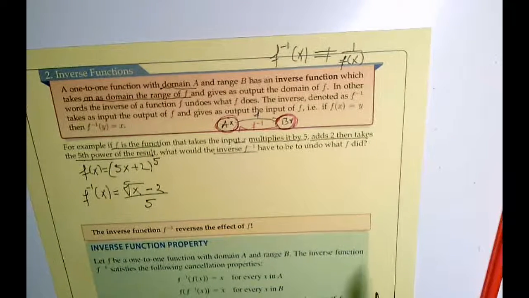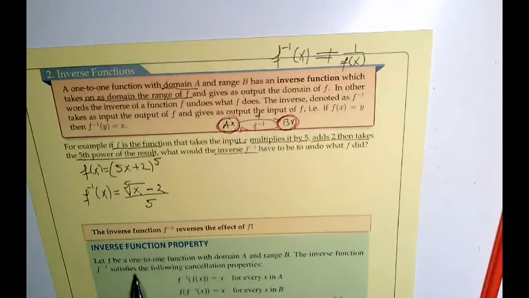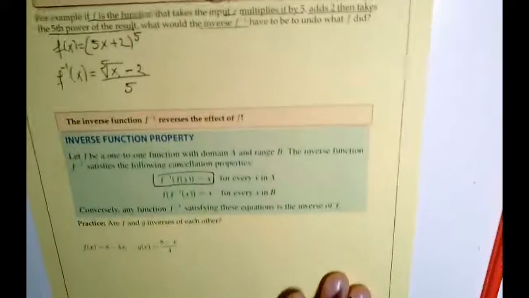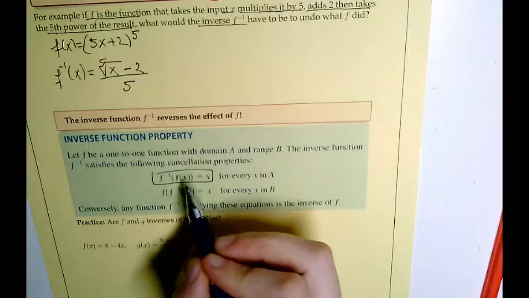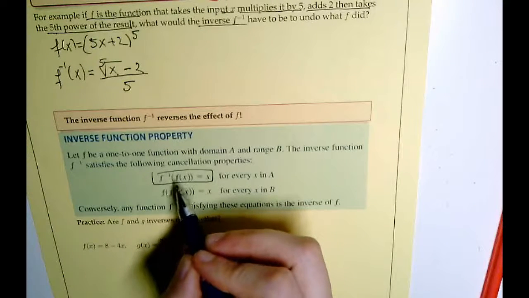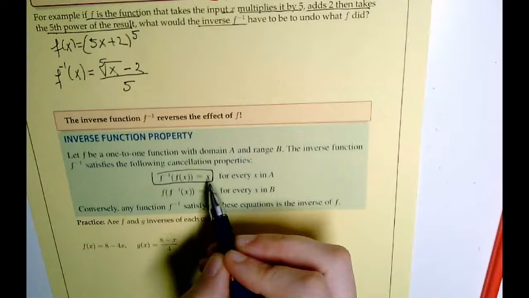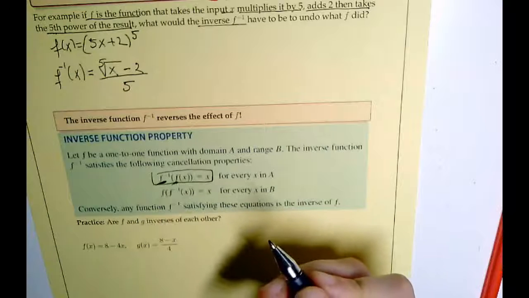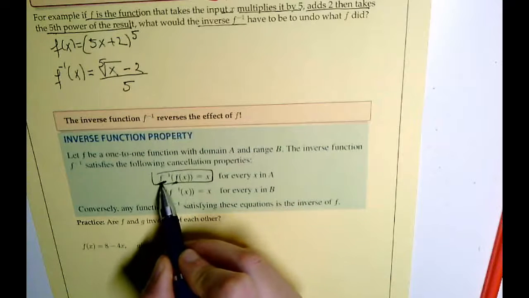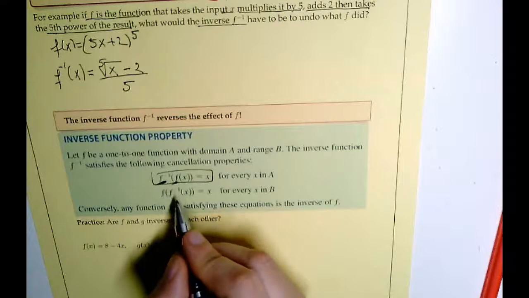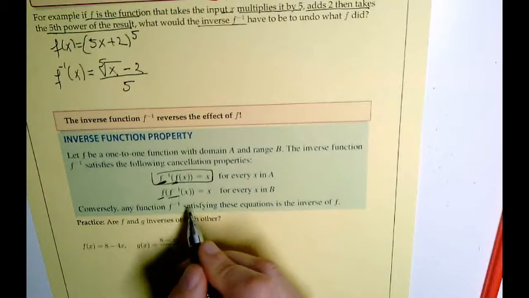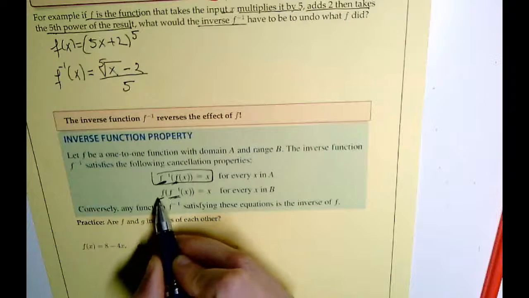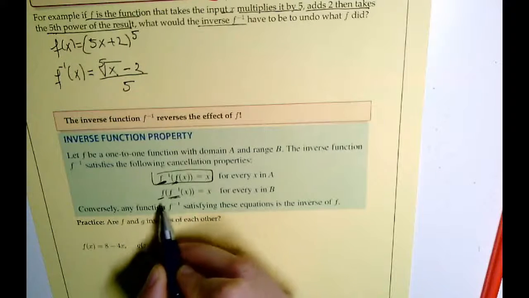So the inverse property says that, and this goes back to composition of functions, if I compose the inverse with its function, I should get x out. What does that mean? It means that f inverse and f, they undo each other. Whatever f did, the inverse undid it. Or the other way, if I compose f with f inverse, whatever the inverse did, f undid it.